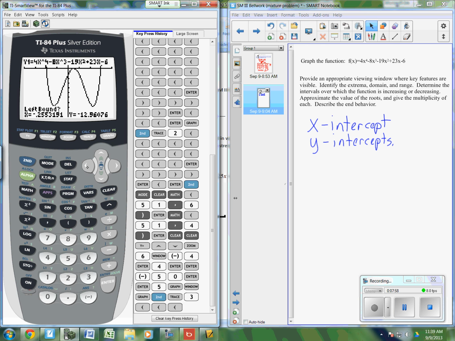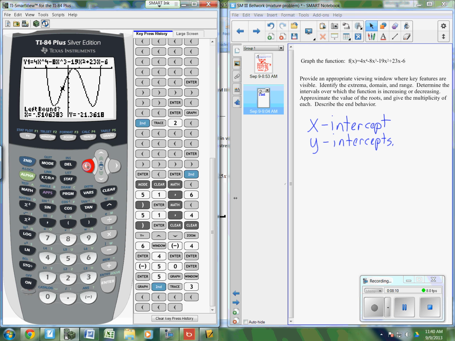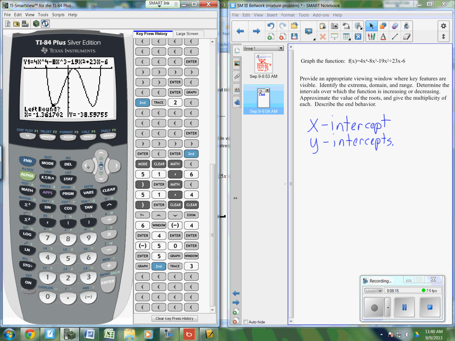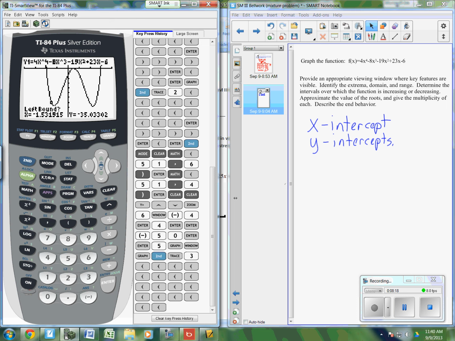So I'm going to use my left and right keys. Do not use your up and down keys. Up and down keys change between equations, but we only have one equation in here. So we're going to use the left key and go find the left bound. I put my cursor to the left of my minimum. It doesn't matter exactly where, but you should be within 3 or 4 clicks of the arrow key.